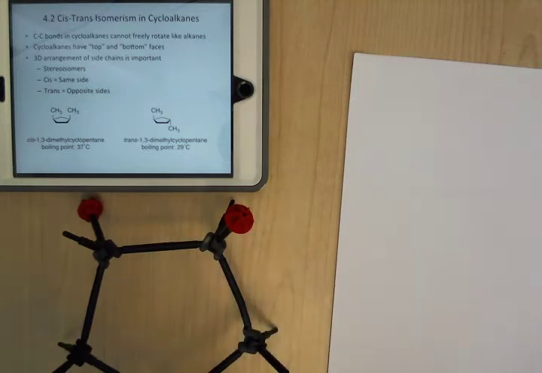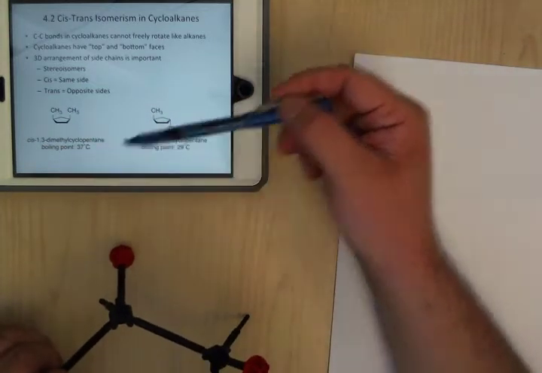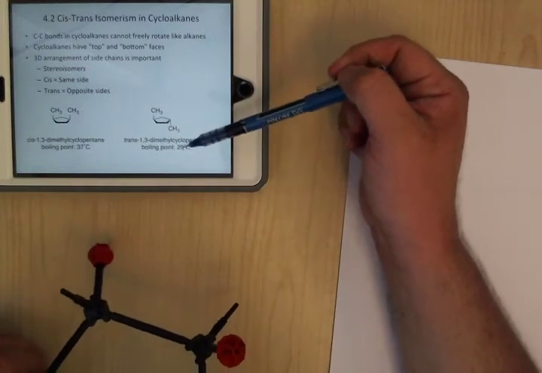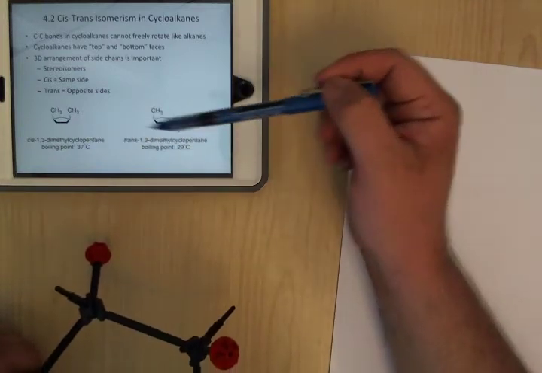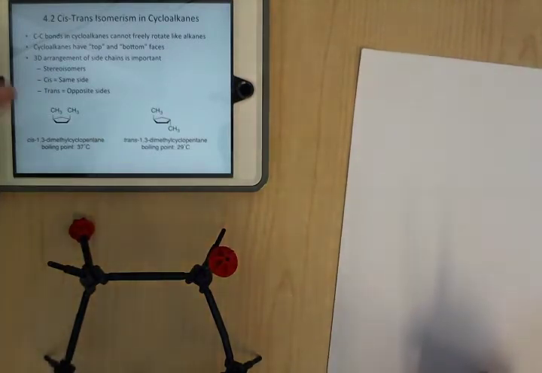So if you look at this, cis-1,3-cyclopentane, the boiling point's 37. The trans version has a slightly lower boiling point. So they are different. Okay, so it's not just something spurious.